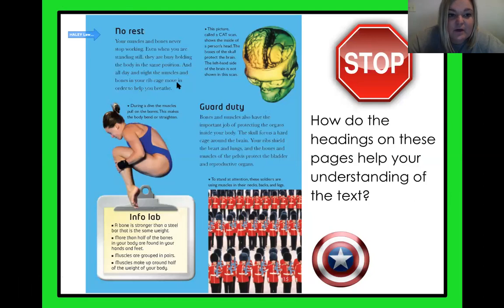Your muscles and bones never stop working. Even when you are standing still, they are busy holding the body in the same position. And all day and night, the muscles and bones in your rib cage move in order to help you breathe. Guard duty. Bones and muscles also have the important job of protecting the organs inside your body.